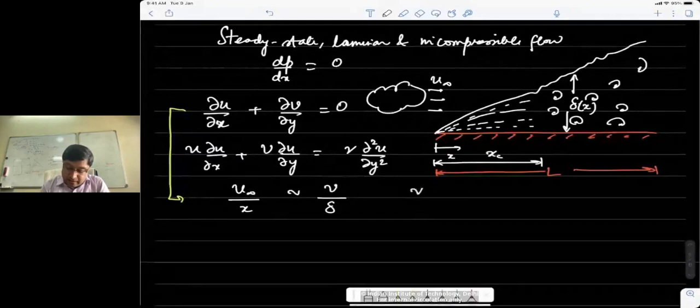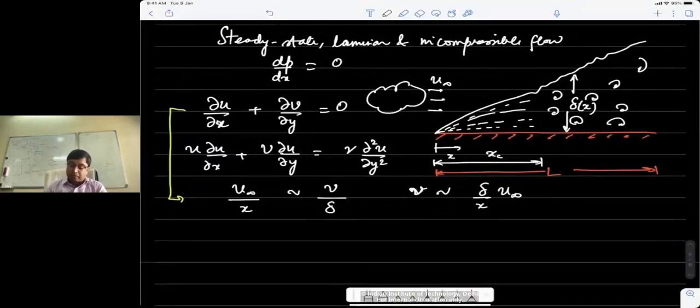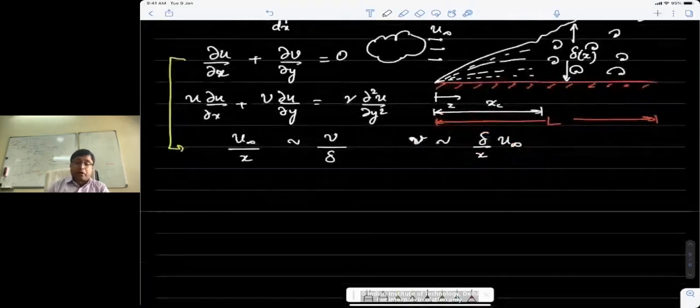So v, I mentioned in one of the classes, will scale as delta by x into u infinity. And so v would be much smaller as compared to u infinity, and that is the reason we do not have a d2u dy squared term in the continuity equation, or the d2u dx squared term in the momentum equation. Okay, if you look at the momentum equation, I can do a similar scaling here now.